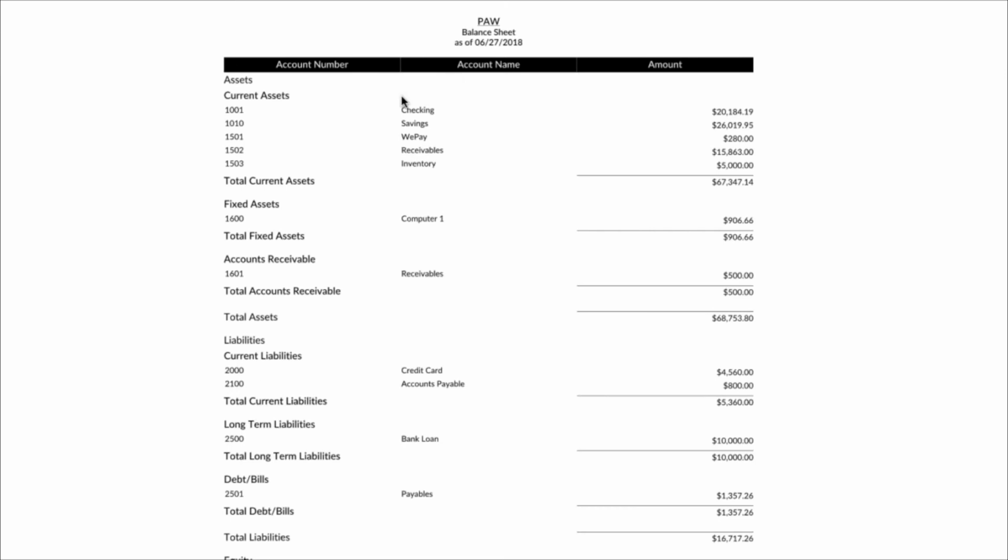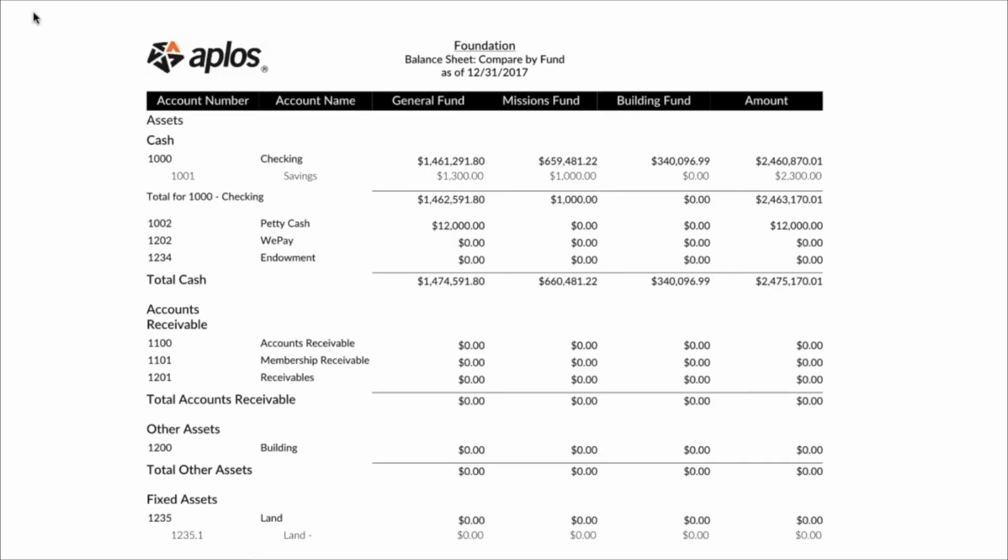Again, a lot of nonprofits have a number of accounts. They might have multiple checking or savings accounts. You'll want to know as a board member how much cash you have on hand. We're going to talk about that in a couple more minutes as well.